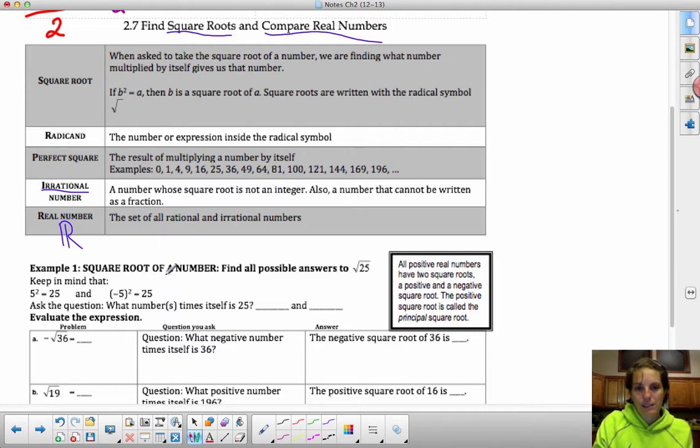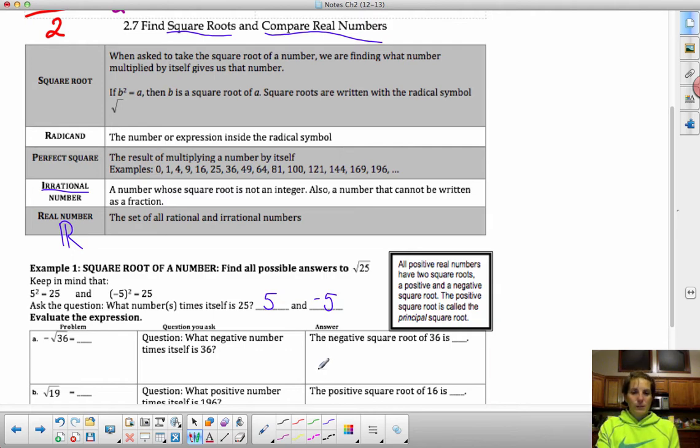So now let's keep in mind these examples. Example 1 says, a square root of a number. Find all the possible answers to the square root of 25. Since 5 times 5 is equal to 25, and negative 5 times negative 5 is equal to 25, there are two possible answers. You could have 5 and negative 5.